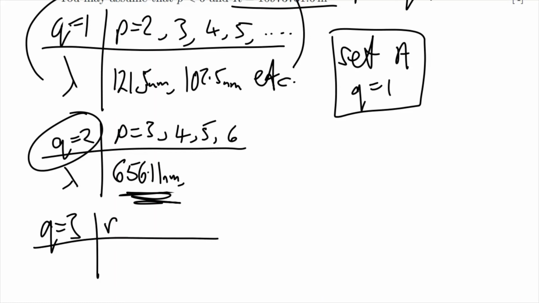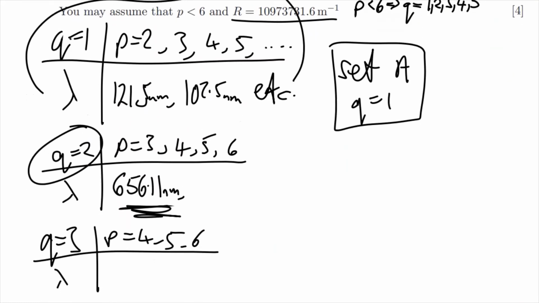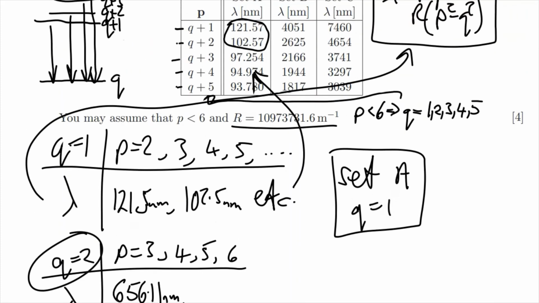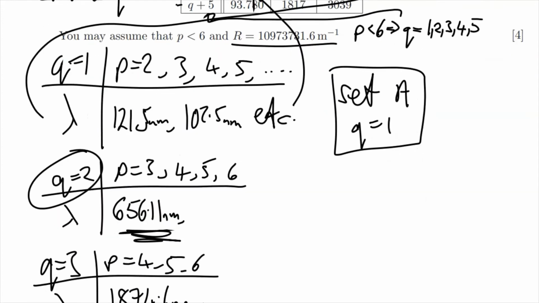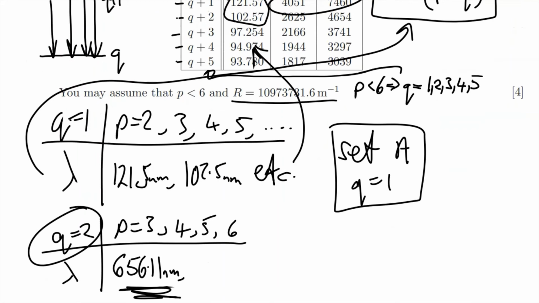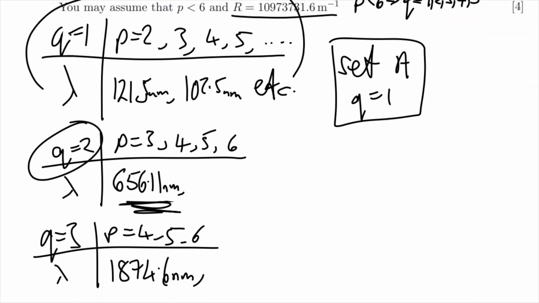Next we move on to Q equals 3, which will give us P equals 4, 5, 6. And if we sub in Q equals 3 and P equals 4, just turning the wheel basically, or turning the handle rather, we get 1874.6 nanometers. Is that in the table again? Nope, it's not in the table, similar to Q equals 2, so I'm not going to bother calculating anymore.